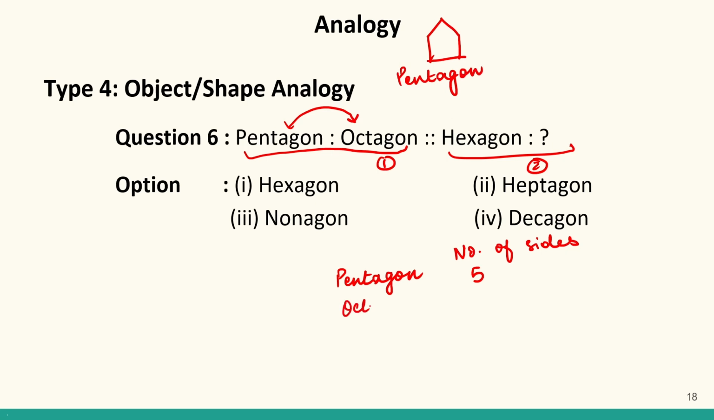How many sides are there in an octagon? 8. So we are moving 3 positions forward. We are finding a figure which has 3 more sides than a pentagon.